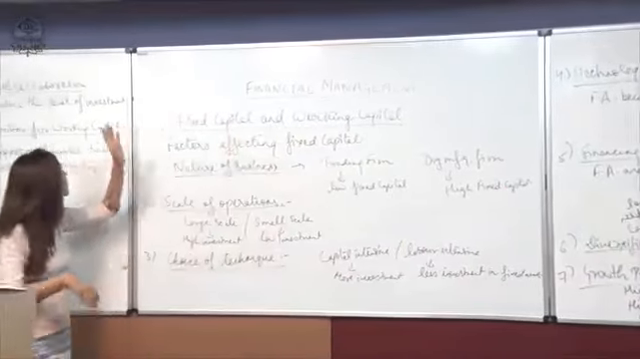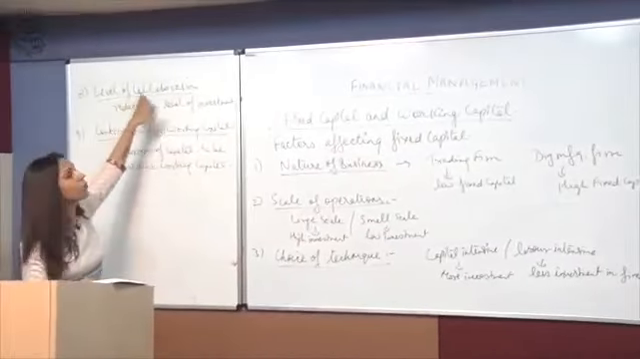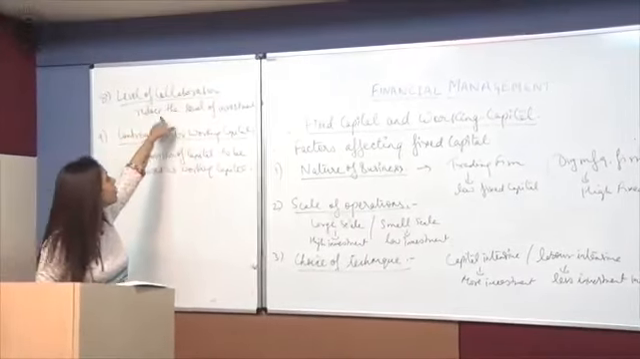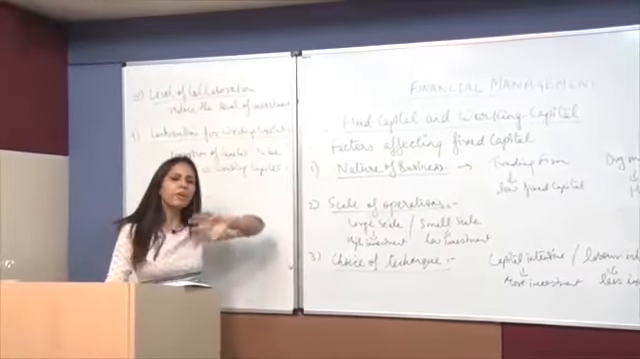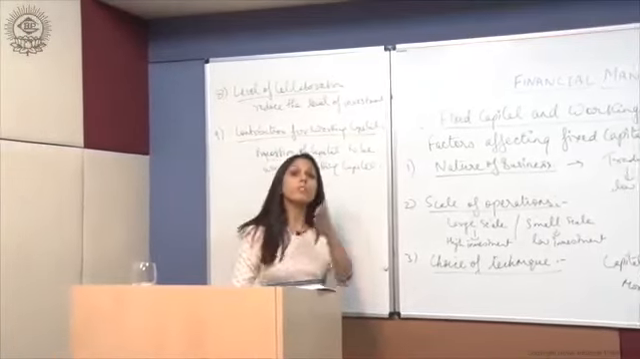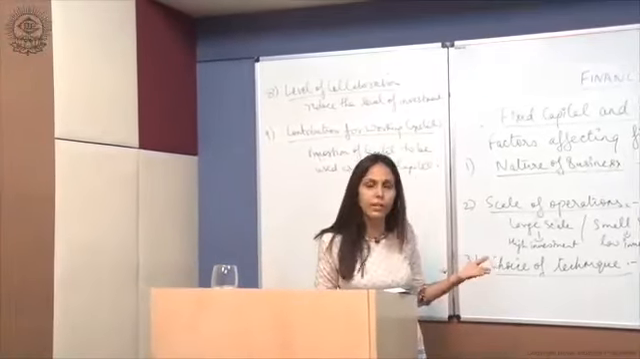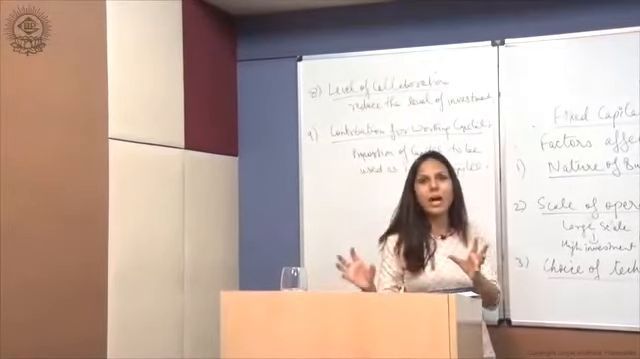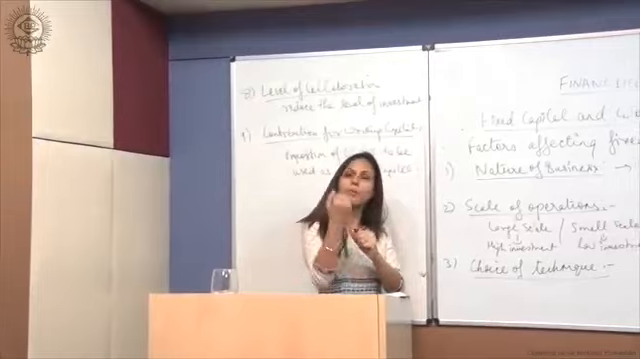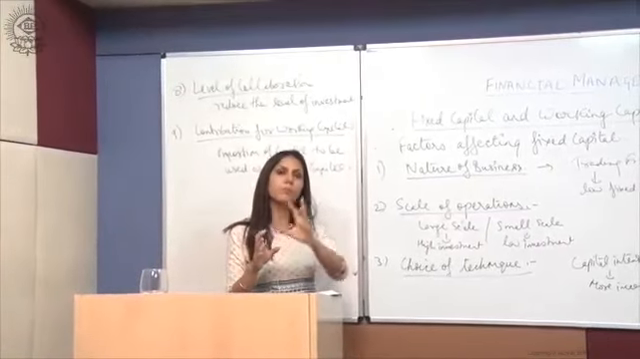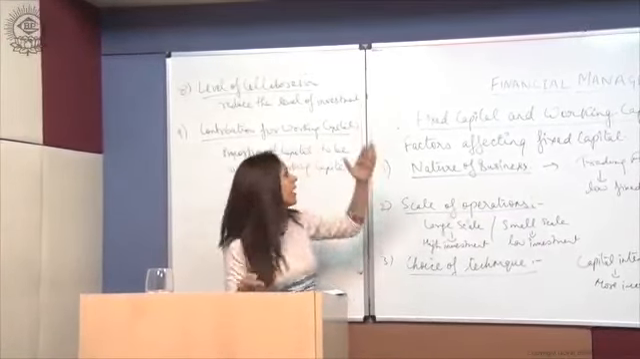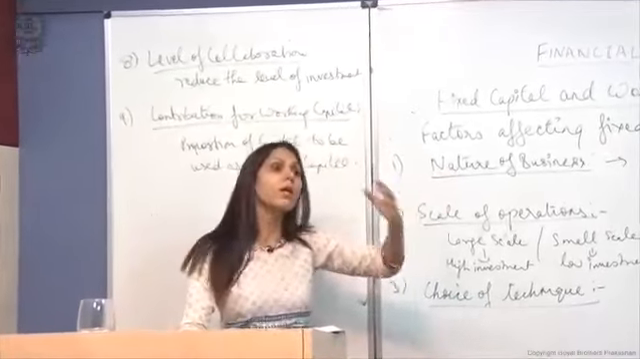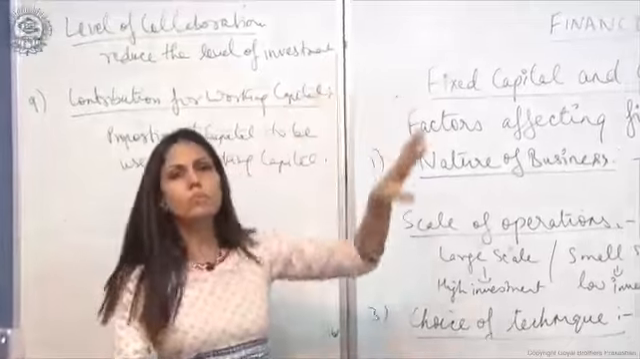Fine. Next is level of collaboration. Level of collaboration reduces the level of investment. If a company is collaborating for some of its operation with another company, fine. For example, if a company has to use some parts for making cars, and some parts are being manufactured in that particular company, and for some parts they have a collaboration with another company, the other company will produce those particular parts.